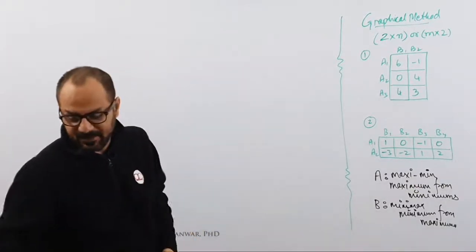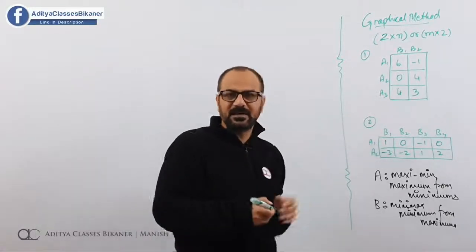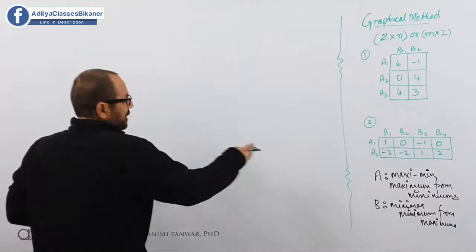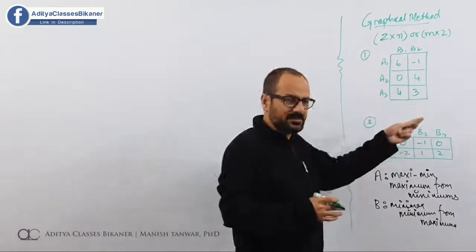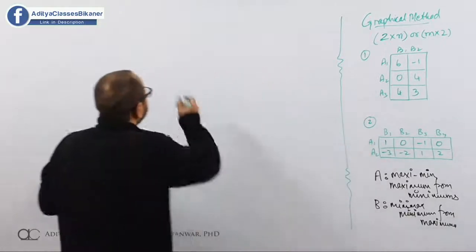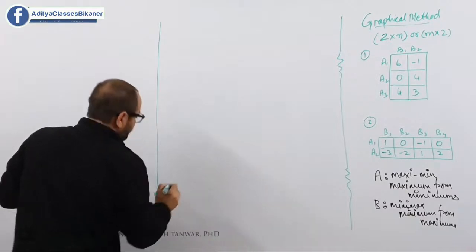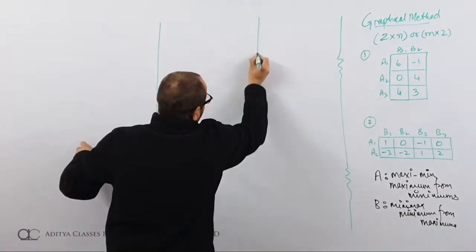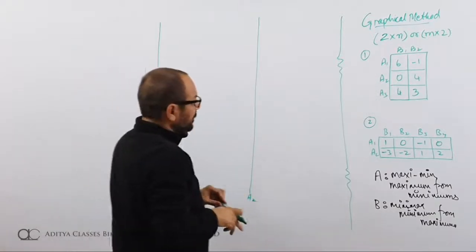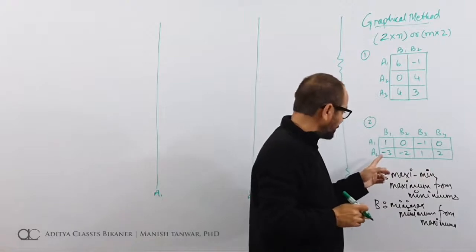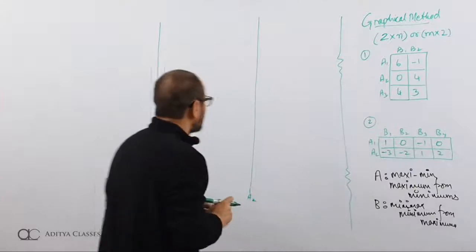And yes, there might be scenarios where you are directly given this kind of game. So you can directly go ahead and solve it using graphical method. Now in this case, A has two strategies, A1 and A2. B is having multiple strategies. So this game will be plotted for A. So let me plot strategy A1. Let me have strategy A2. Then our payoffs are ranging from lowest of -3 to maximum 2.